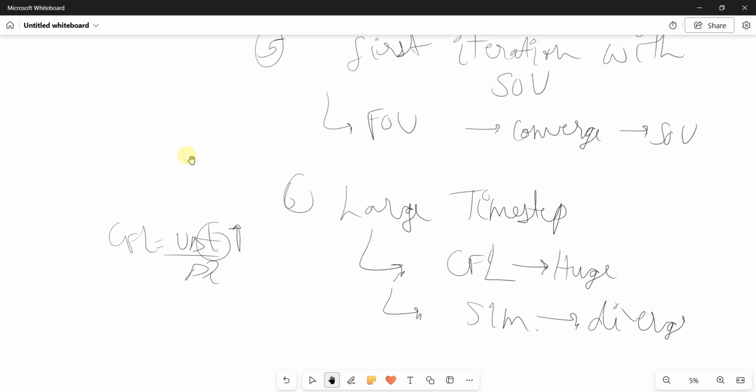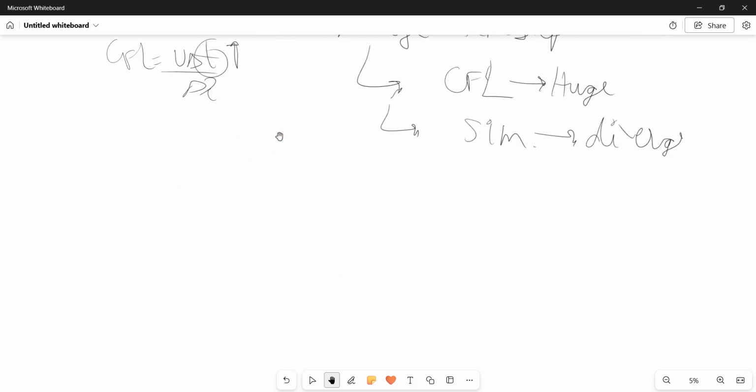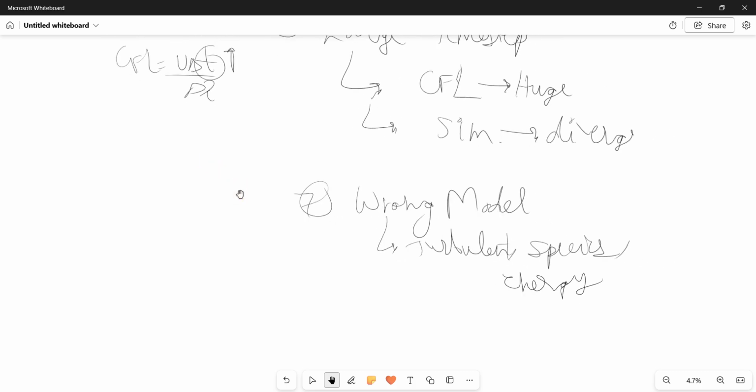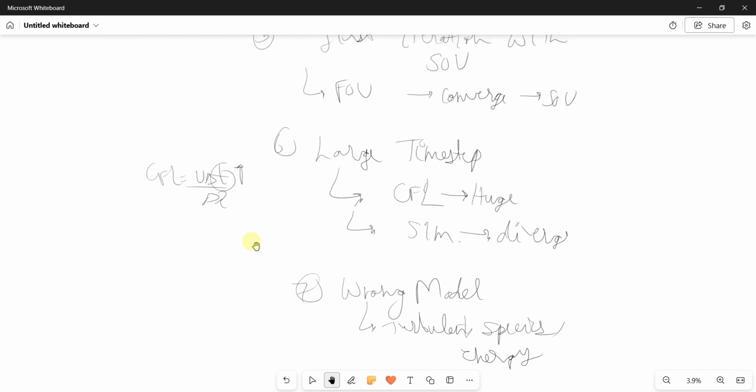And next is simple. It's just the wrong model. You might have chosen the wrong species model or turbulence model, or energy models. That's again something that is up to you, and thus these are the reasons how you could go wrong.